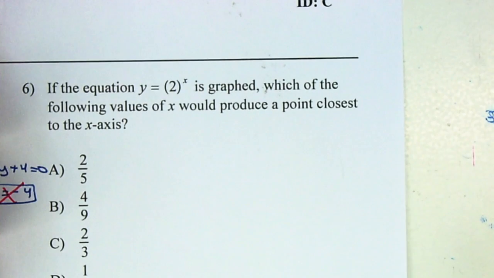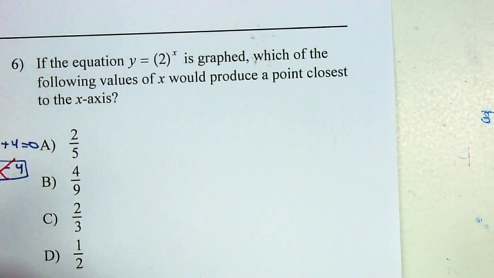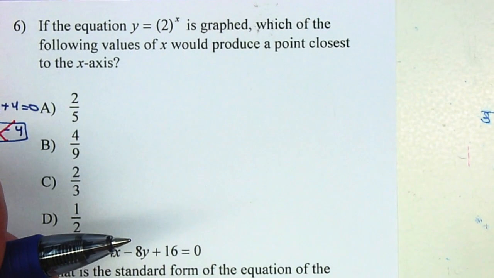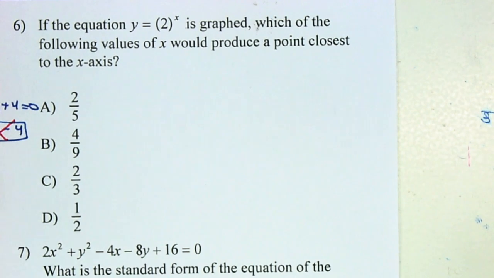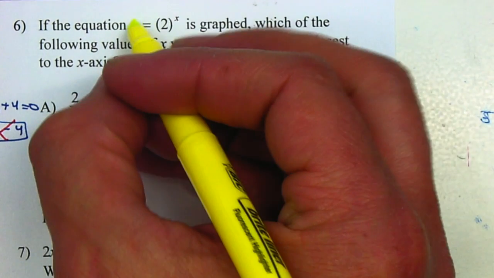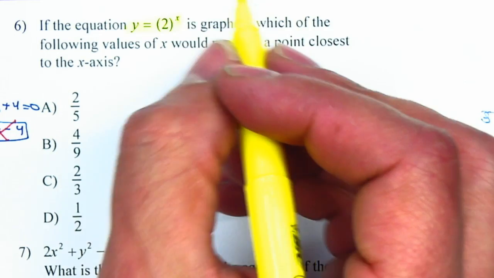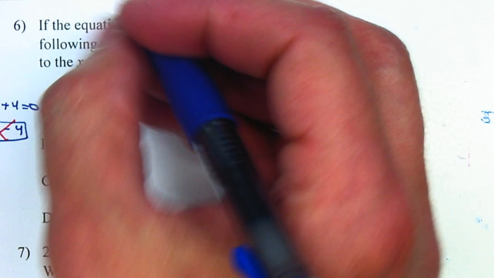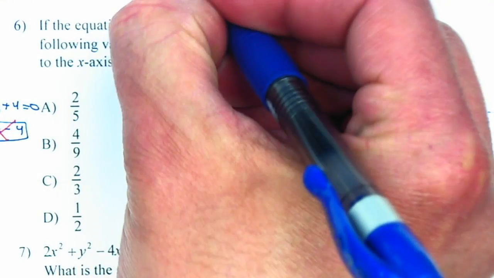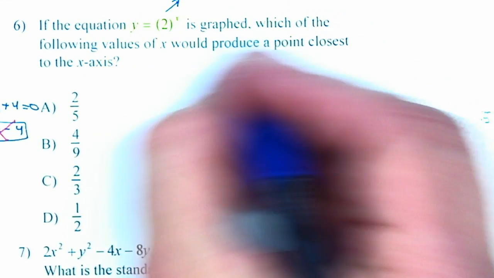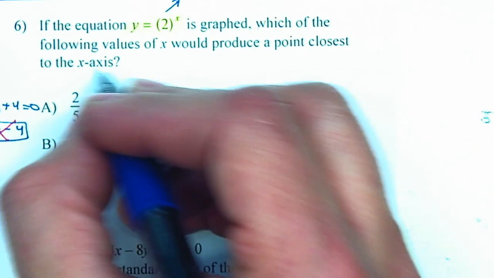Problem number 6. If the following equation is graphed, do we have an exponential growth or decay? This is bigger than 1, so this is going to be a growth. Which of the following values of x will produce a point closer to the x-axis?